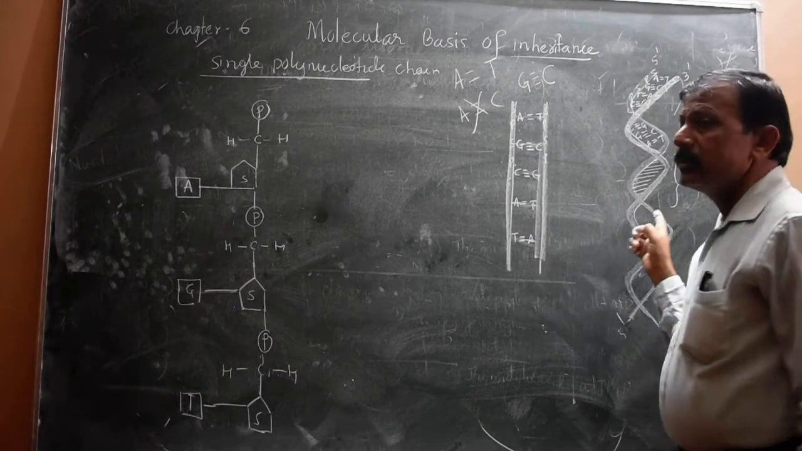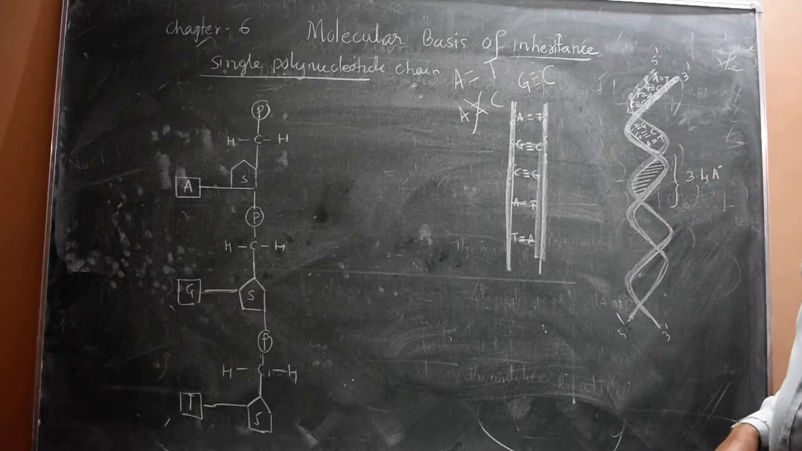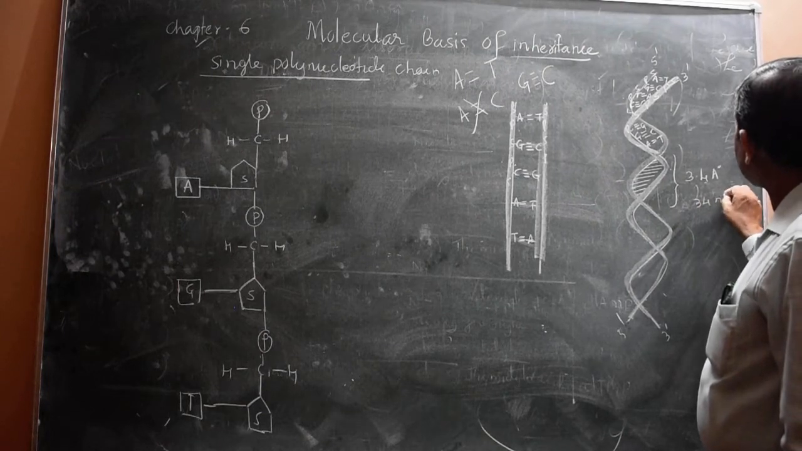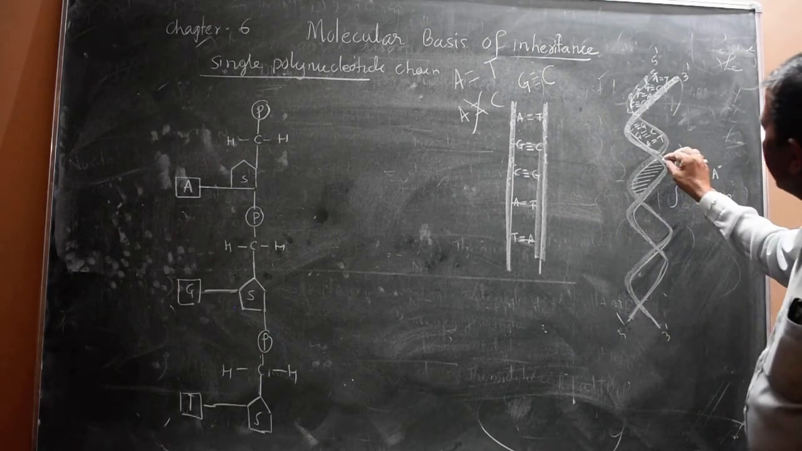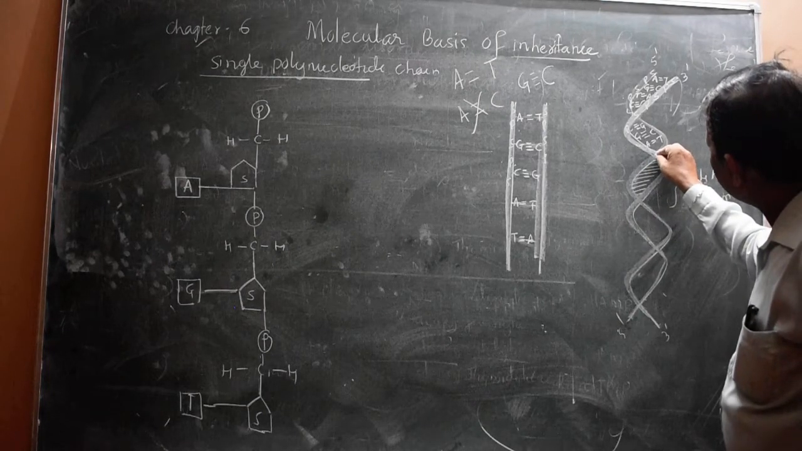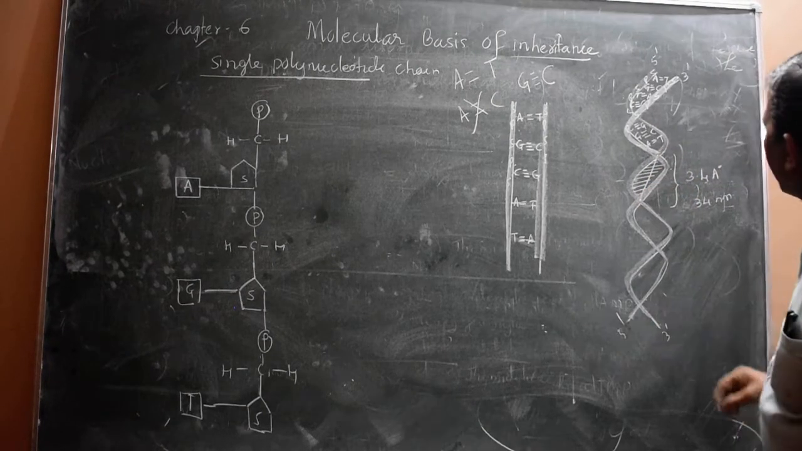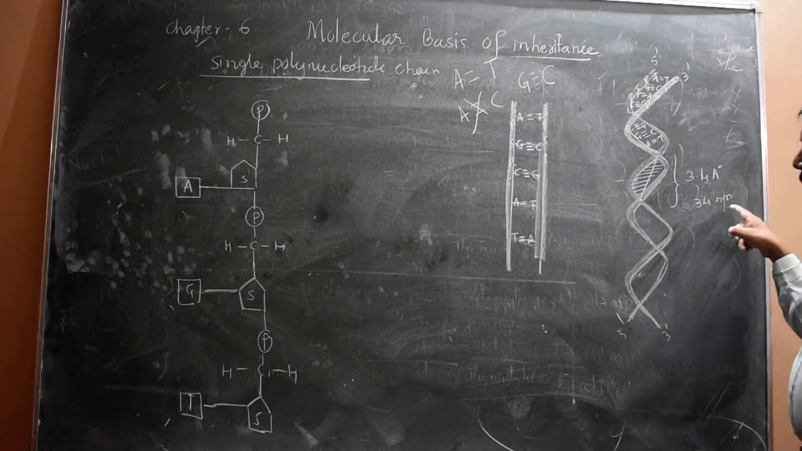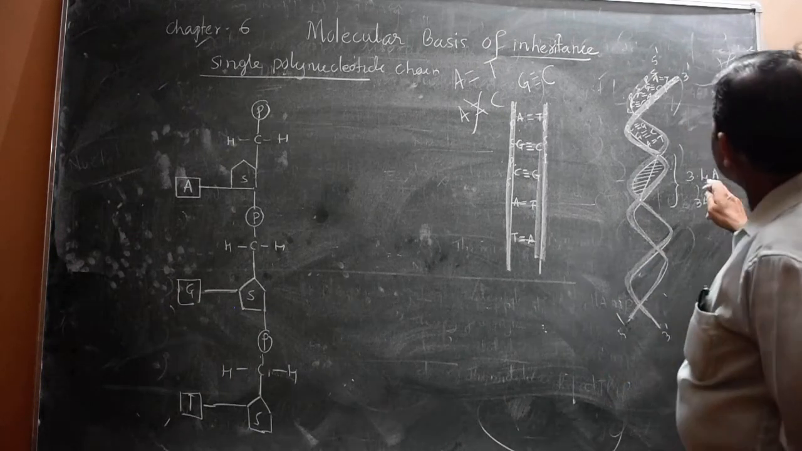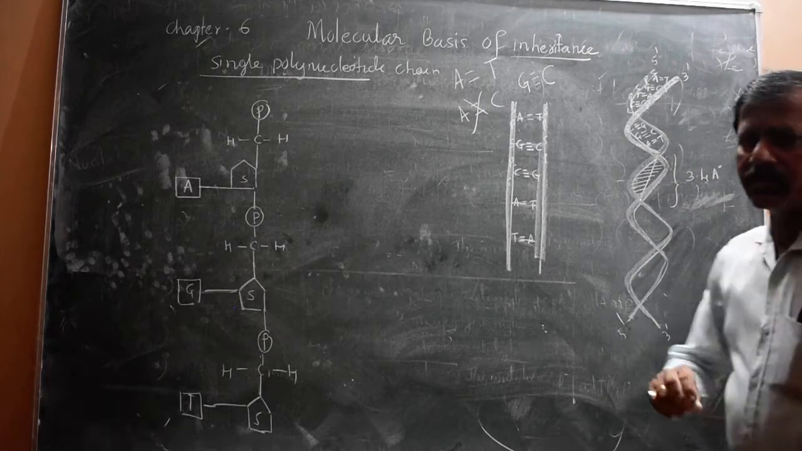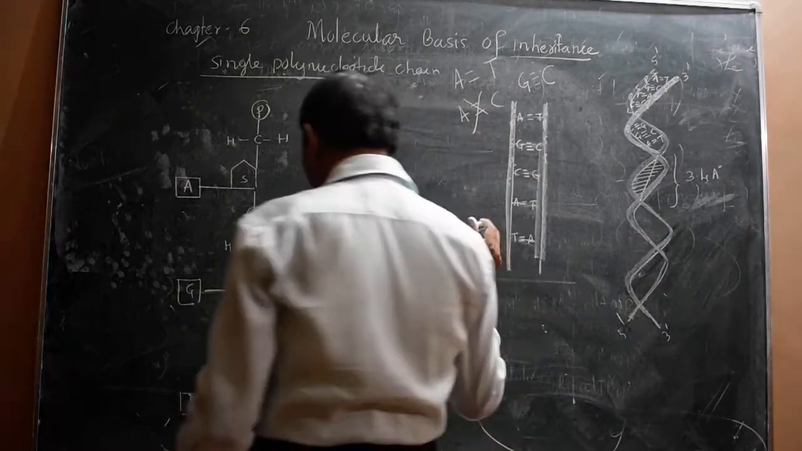And that length is about 3.4 angstrom. Its length is 3.4 angstrom, and overall it comes to 34 angstrom. The distance from this point to this point is 3.4 angstrom, sorry, 34 angstrom. And each distance of this is 3.4 angstrom.